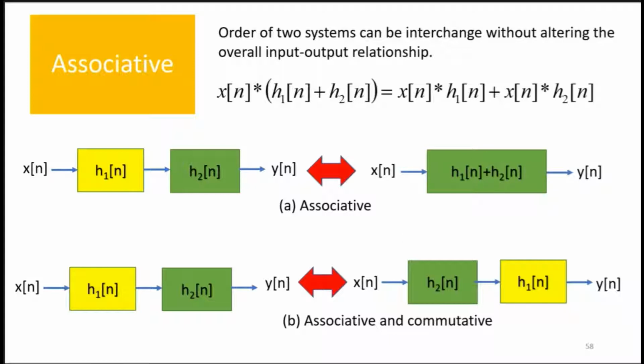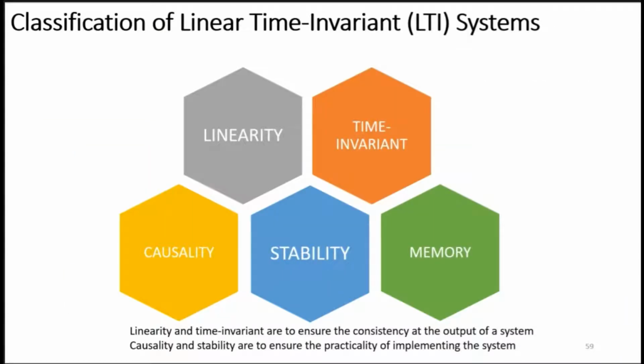Now we look into the classification of linear time invariant systems. There are 5 classifications, which are linearity, time invariance, causality, stability, and memory. Linearity and time invariance ensure the consistency of the output of a system, and causality and stability ensure the practicality of implementing the system.